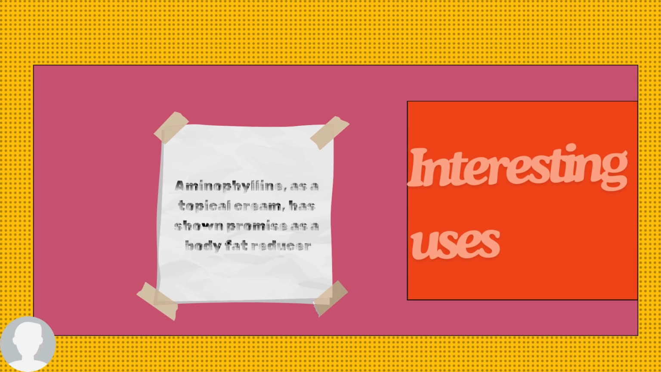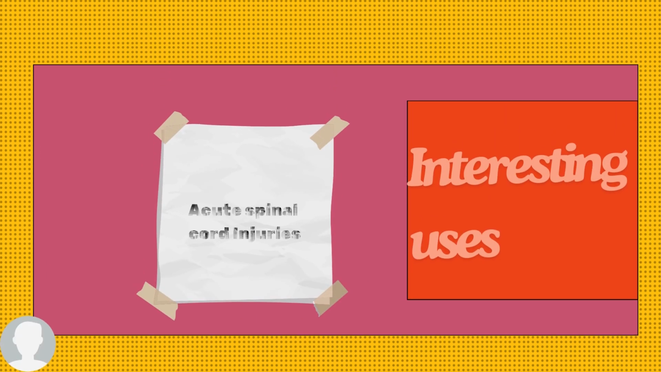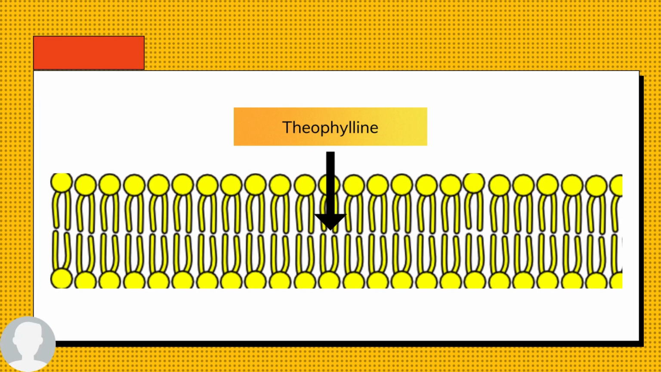Now, coming to some of the lesser known but equally interesting uses of aminophylline that are not commonly well known. As a topical cream, it may be used as a body fat reducer, while it also may be used to treat acute spinal cord injuries to obviate the use of pacemaker placements.